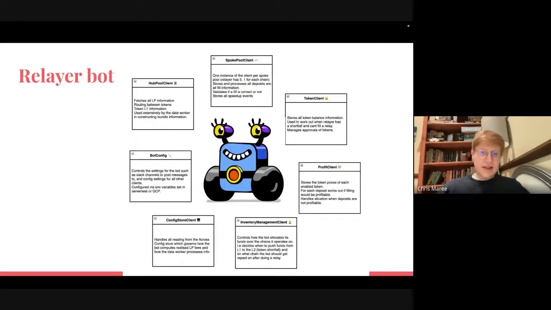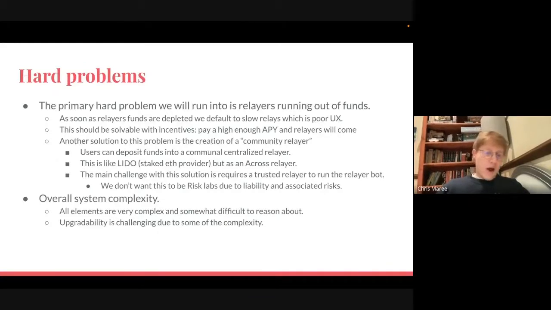Okay, a silly slide on the relayer bot with some of its components. Don't need to dig into this. It just does a lot of things with a lot of different clients. The data worker diagram is even worse than this one. So we're at the end of all the content. I'm just going to go over two hard problems and then we can open for questions.